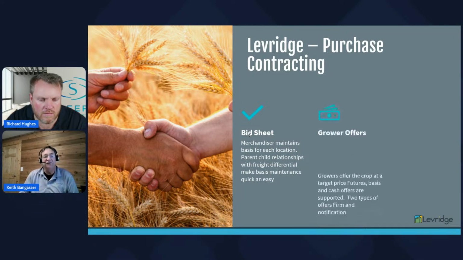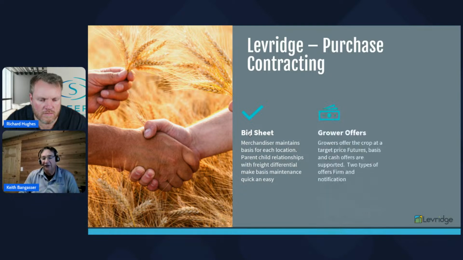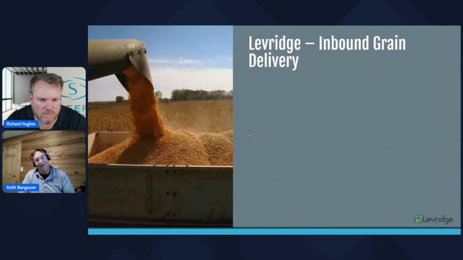Another feature in there is grower offers. So a grower could call and say, hey, I don't like your price of corn today, but if corn gets to $5, I'll sell. So we can track those offers and then execute on those offers and create contracts from them. And so that's really where the process starts, with an agreement, a contract to purchase the commodity. And we're going to take a look at the purchase contracts in part of our demo.